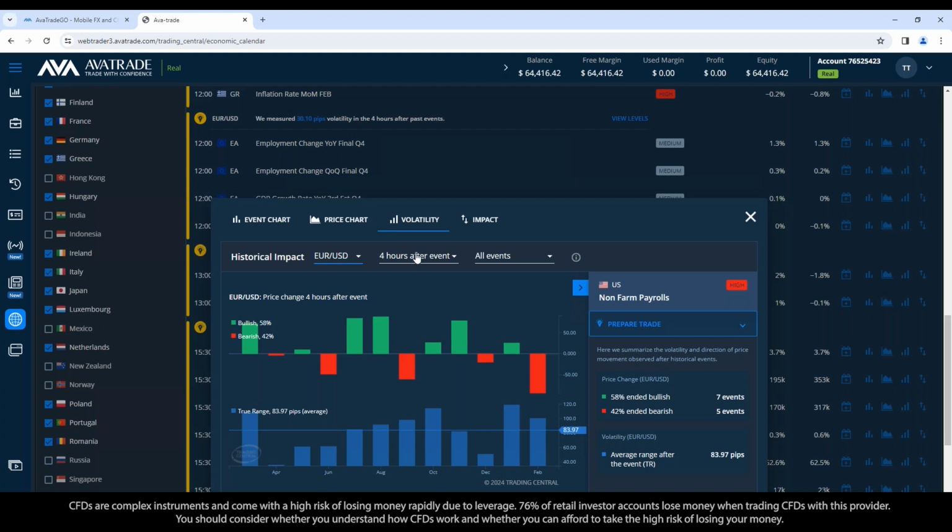Now, 4 hours after the event, if this comes in above forecast, 50-50. Okay, so if the jobs are better than expected, it's anyone's guess which way it'll go in the 4 hours after the event. Half the time it was up, half the time it was down, exactly half, 50-50. If this comes in below forecast, wow, look at the difference in terms of predictability.